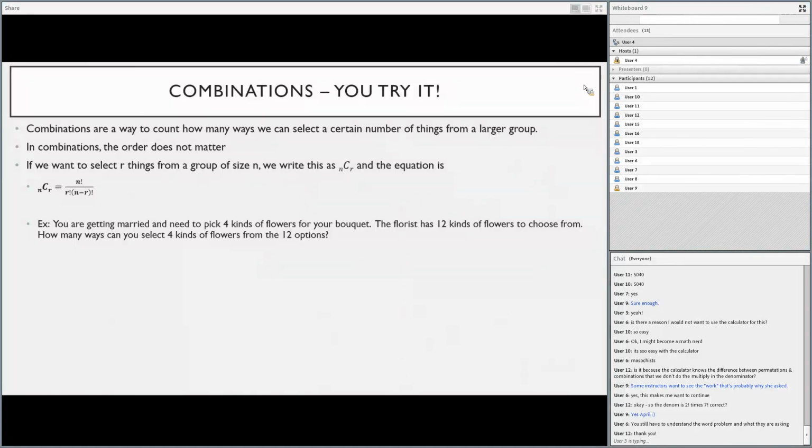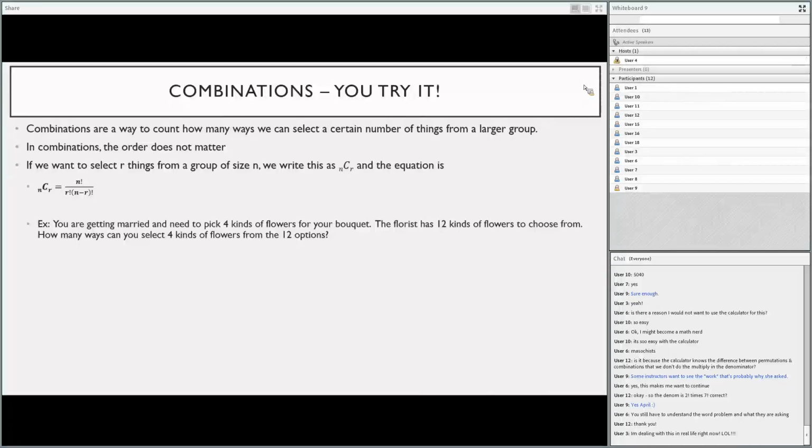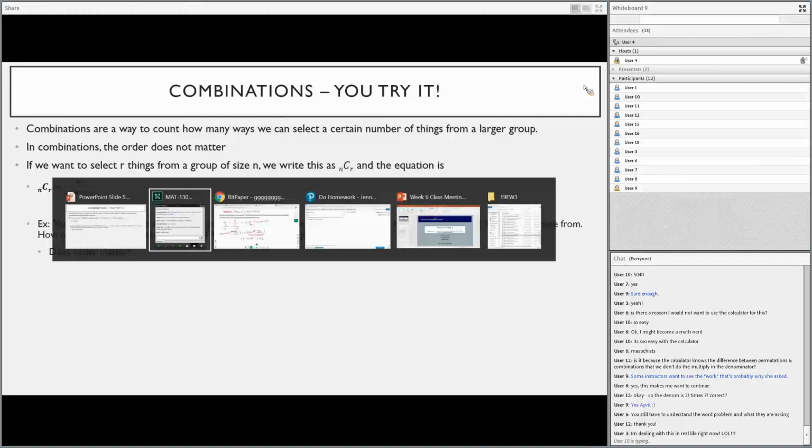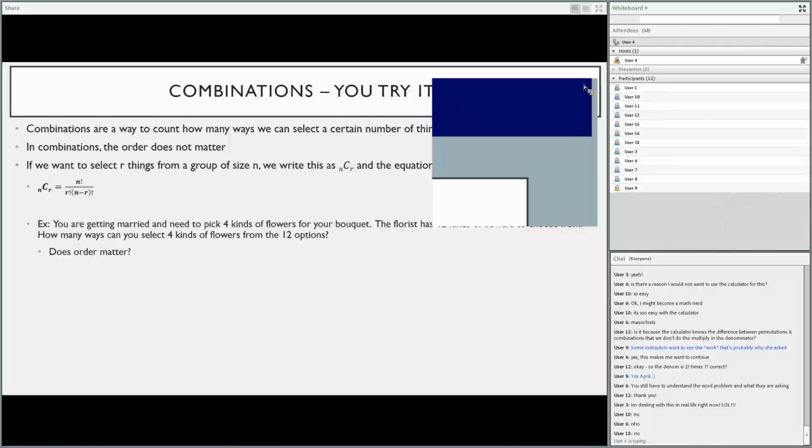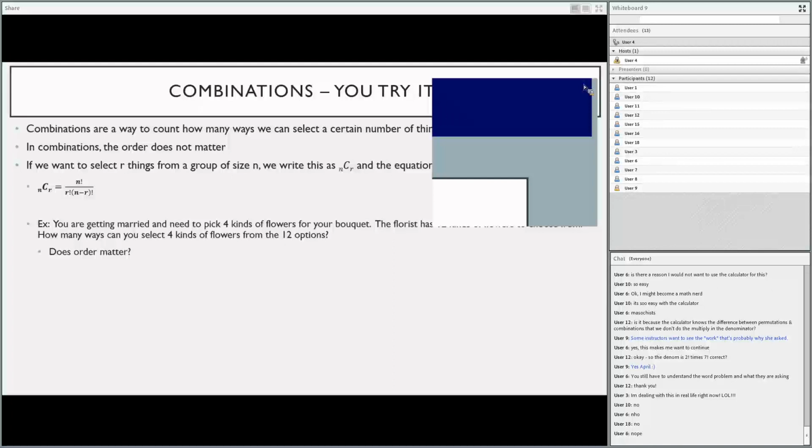Okay, so let's have you give it a try now. You're going to get married, congratulations, and you need to pick 4 kinds of flowers for your bouquet. Gentlemen who are attending, it's going to be for your wife's bouquet, unless you want a bouquet, in which case that's fine with me. Anyway, the florist has 12 kinds of flowers for you to choose from, and you want to figure out how many ways you can select 4 kinds of flowers from the 12 options.